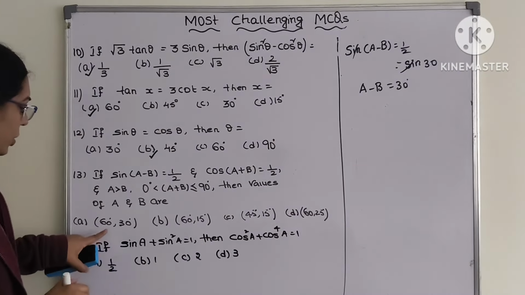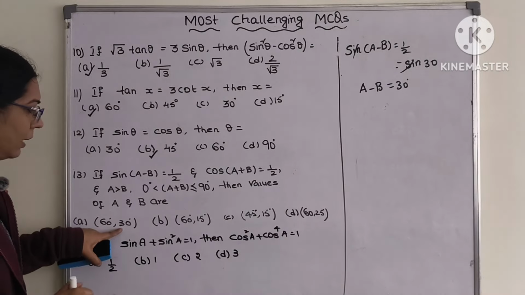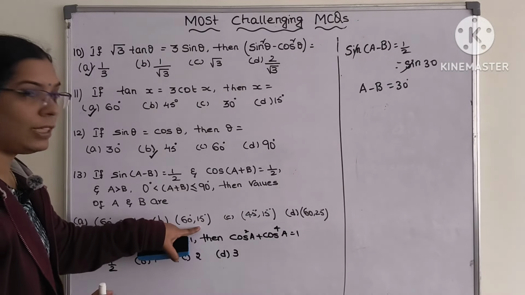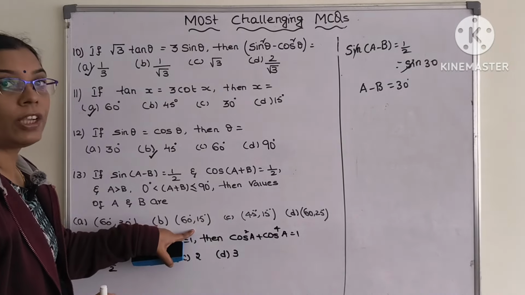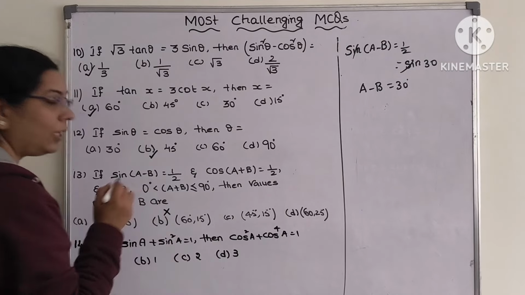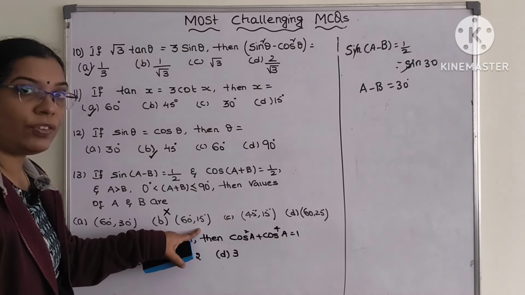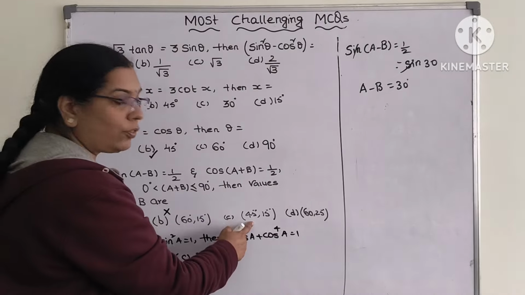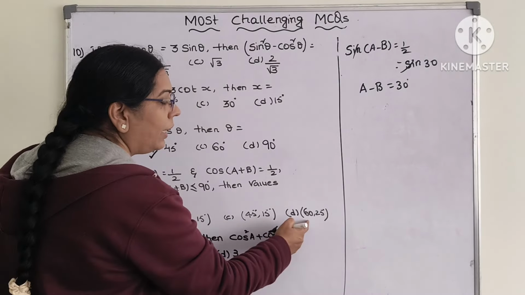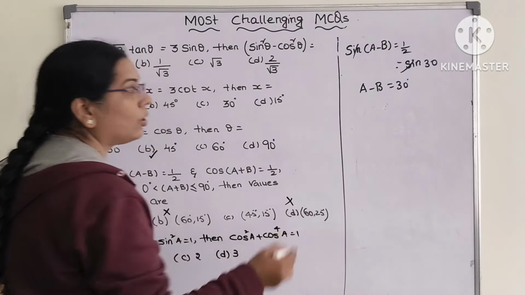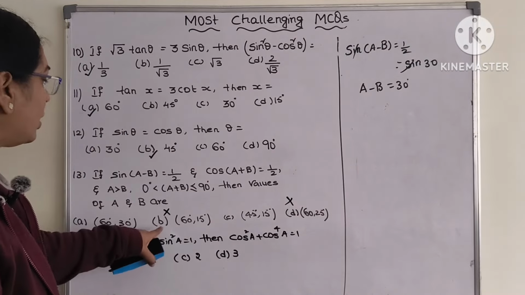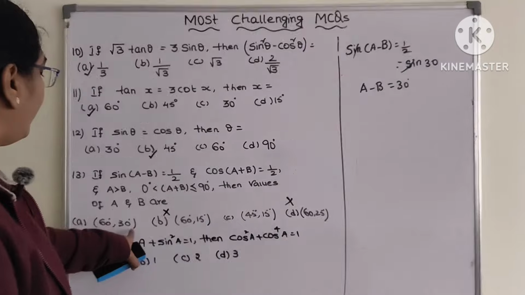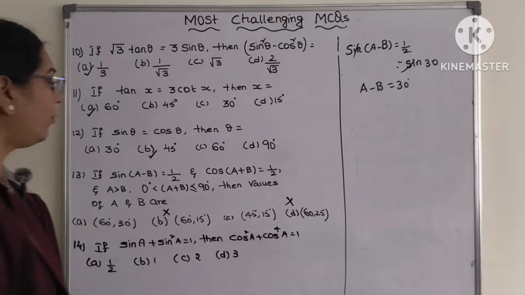See, look at the options. The difference of the angles is 30. 60 minus 15 is 45, so this cannot be the option because 60 minus 15 is 45, not 30. Rule this out. 45 minus 15 is 30, so this can be an option. And 60 minus 25 again is not 30. So we ruled out two options. Now let us find whether it is 30 or 15.